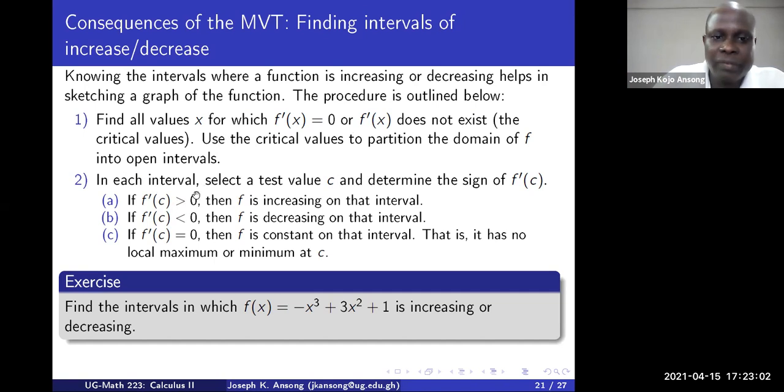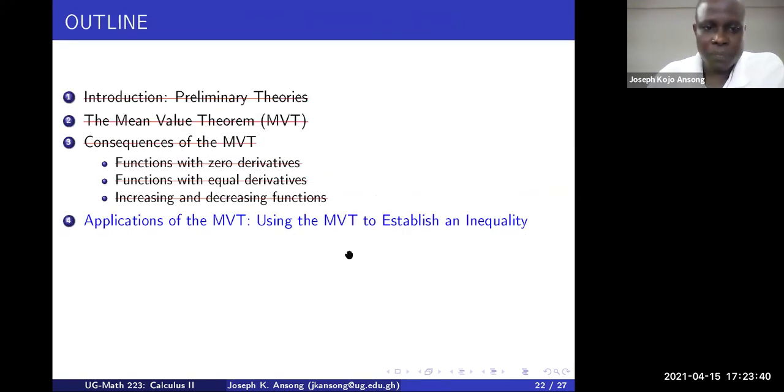If f prime is positive, then we know that the function is increasing on that interval. If it's negative, then the function is decreasing. If it's equal to 0, then f is constant on that interval. That is what we just showed. That's the first theorem on the consequences. If the function is constant, then we expect f prime to be equal to 0. Okay, so use this approach to just refresh your memory on how you do that. I'm skipping this because this is not actually the focus of what we're doing now. So you can take a look at it on your own.